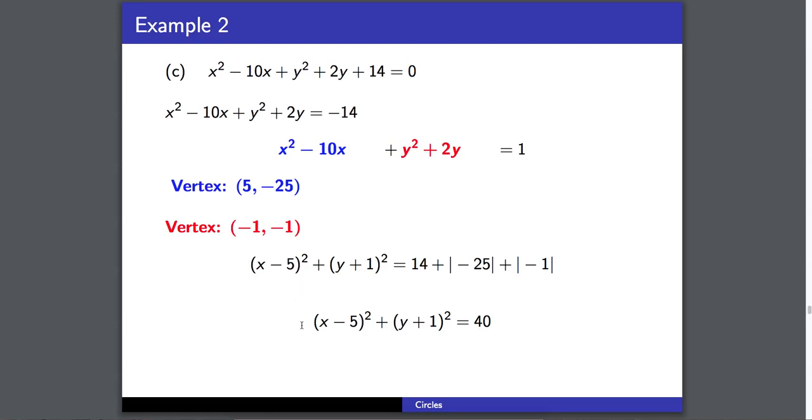So our circle's equation in standard form is (x − 5)² + (y + 1)² = 40. And the center is at (5, −1). The square root of 40 is the square root of 4 times the square root of 10, which is 2 times the square root of 10 for our radius.